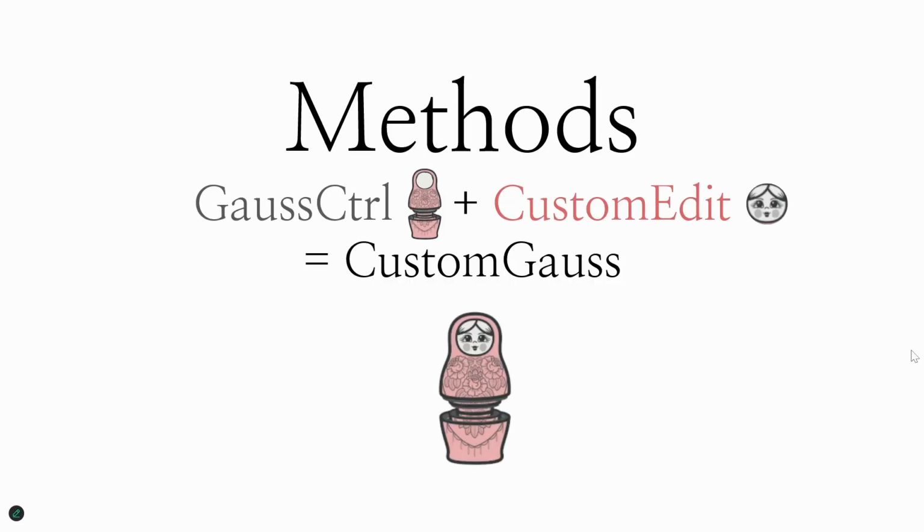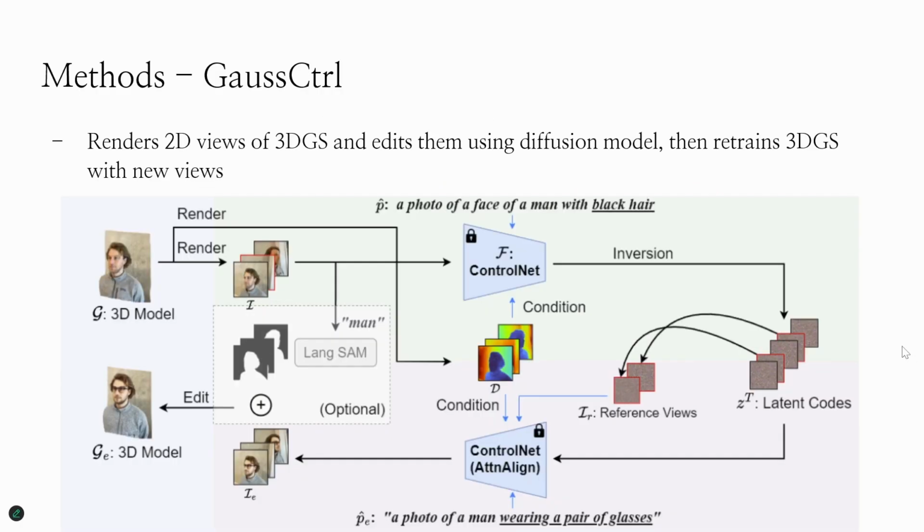Now let's talk about our methods. We use GaussCtrl and CustomEdit ideas for our implementation. GaussCtrl is a method for editing 3D Gaussian splats using a 2D diffusion model. First, it renders 2D views from the 3D Gaussians, and then it converts them using a ControlNet model to the edited images, and then finally uses those edited views to fine-tune the new 3D Gaussians using pre-existing techniques.